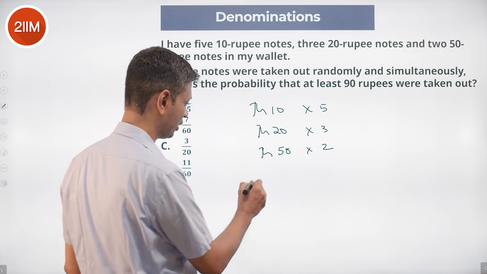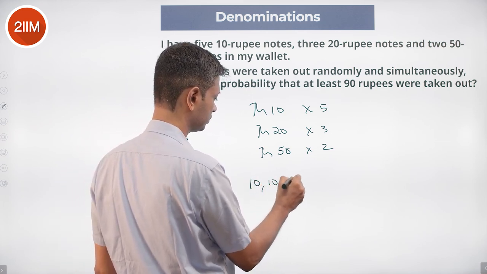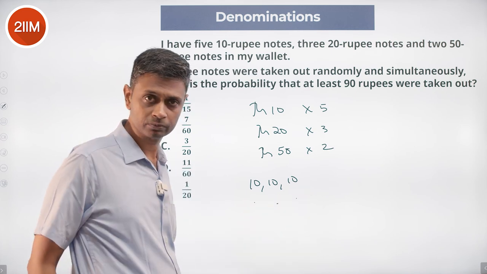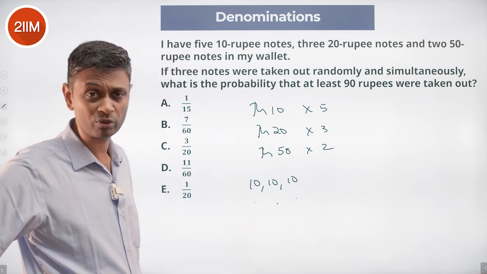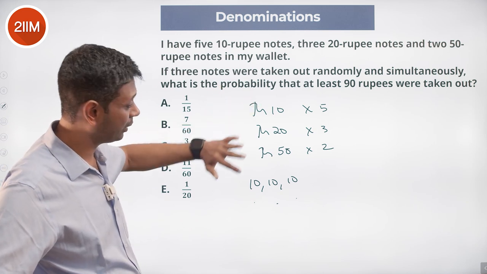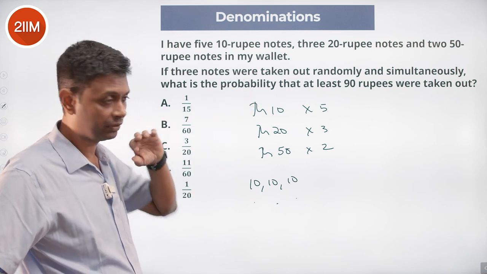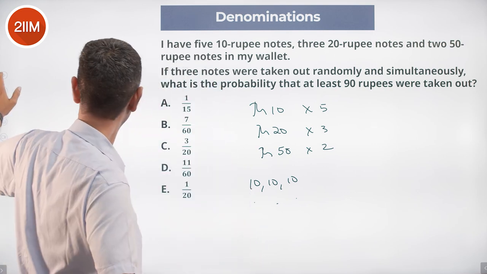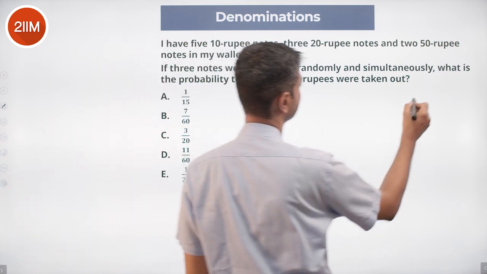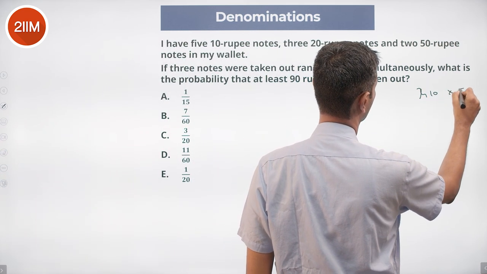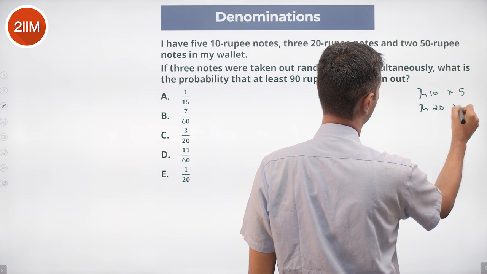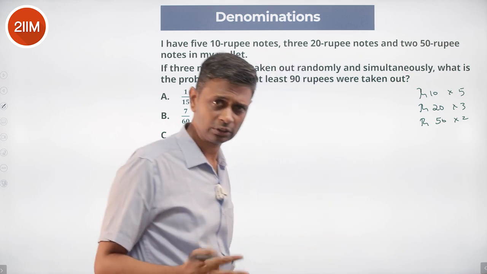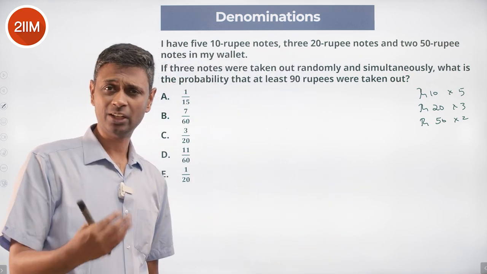And so, what could it be? I could have all 3 as 10 rupee notes. I could have all 3 as 20 rupee notes. I could not have all 3 as 50 rupee notes. I could have 2 tens and a 20, a 10, a 20 and a 50. It's complicated, so I need a method to do this. So I'm going to say I have 10 rupee notes into 5, 20 rupee notes into 3, and 50 rupee notes into 2. What could I be selecting out of these?